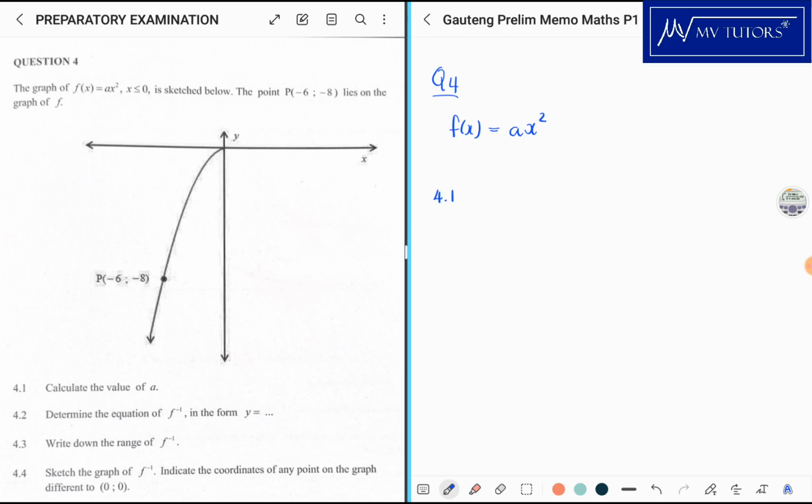So 4.1. By the way, how is the paper so far? I'm finding it to be a breeze at this point. Okay, so calculate the value of A. I would like to know from you how you are finding it.